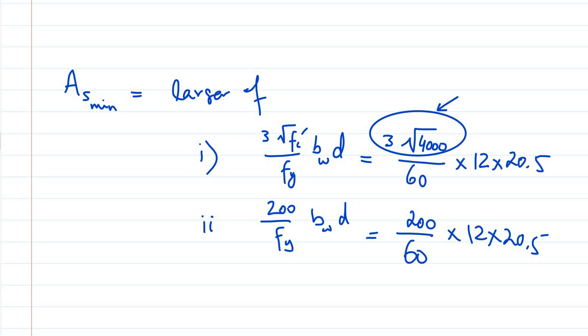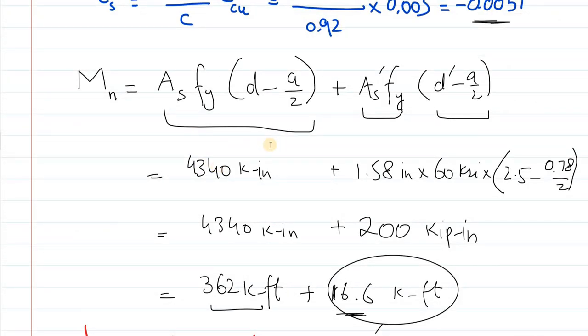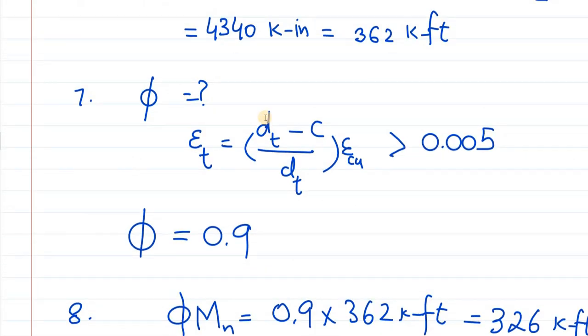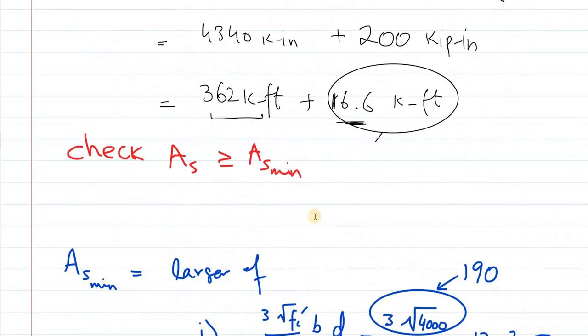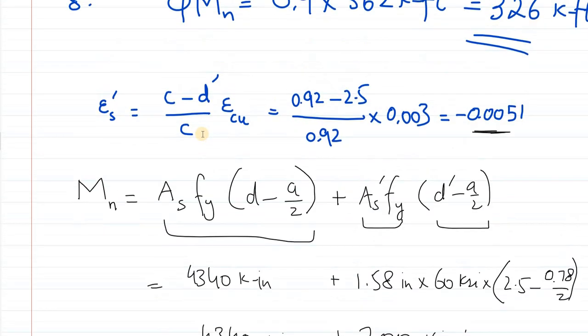Let's calculate this. So this answer is 3 under root of 4000. This answer becomes 189, or should I say 190. So this answer is 190, and this is 200. So naturally the second one will govern. So we will calculate only the second one, and this answer is 0.82 inch square. Our AS provided was 0.36 inch square, and sorry, not 0.36.